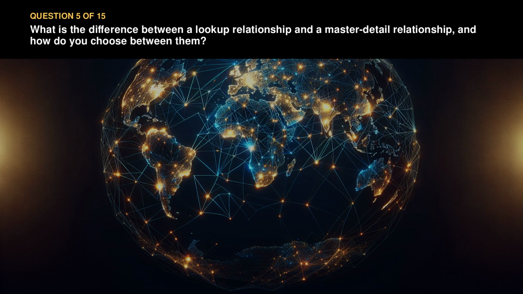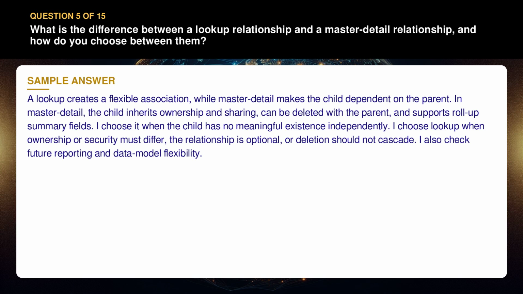Question 5. What is the difference between a lookup relationship and a master detail relationship, and how do you choose between them? A lookup creates a flexible association, while master detail makes the child dependent on the parent. In master detail, the child inherits ownership and sharing, can be deleted with the parent, and supports roll-up summary fields. I choose it when the child has no meaningful existence independently. I choose lookup when ownership or security must differ, the relationship is optional, or deletion should not cascade. I also check future reporting and data model flexibility.